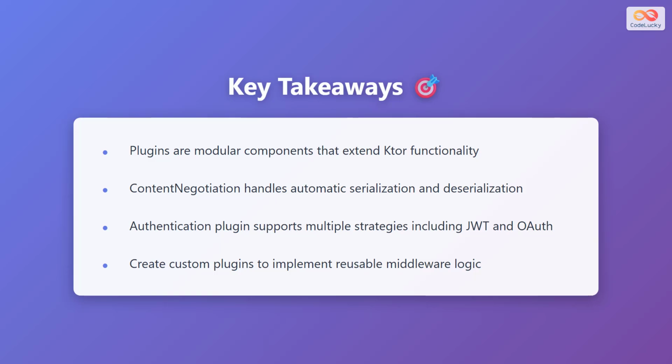Let's recap what we've learned. Plugins are modular components that extend Ktor functionality, allowing you to build feature-rich applications without reinventing the wheel. Content negotiation handles automatic serialization and deserialization, making it easy to work with JSON and other data formats. The Authentication plugin supports multiple strategies including JWT and OAuth, giving you flexibility in how you secure your application. Finally, you can create custom plugins to implement reusable middleware logic specific to your application's needs. With these tools, you're well equipped to build powerful, maintainable backend services with Ktor.